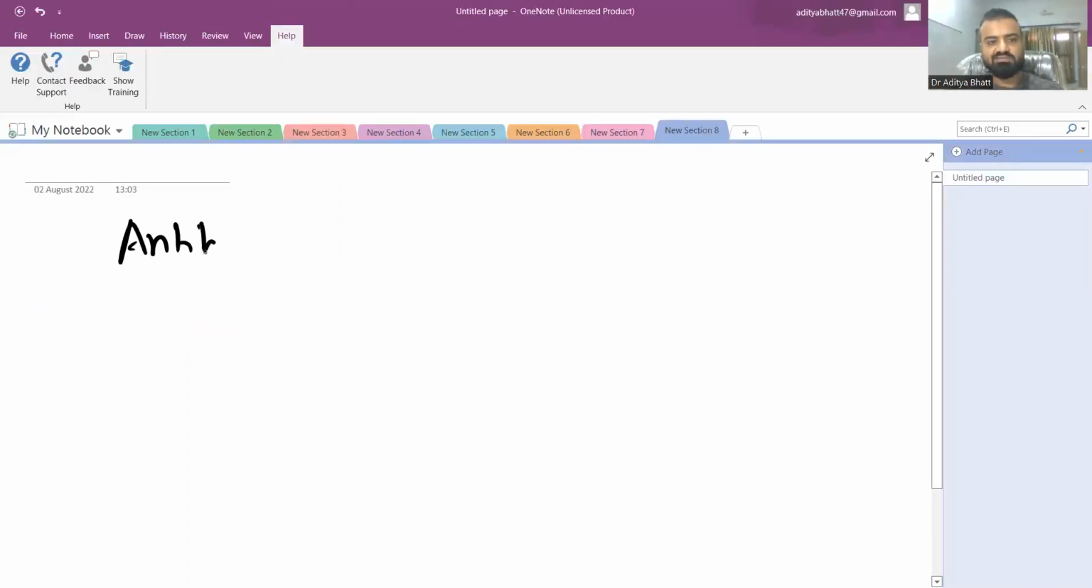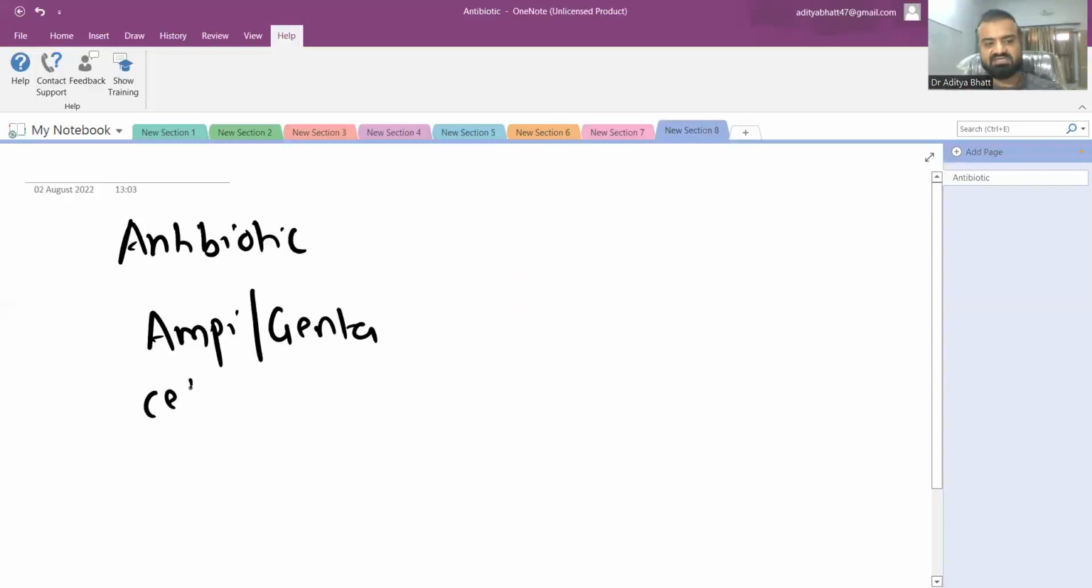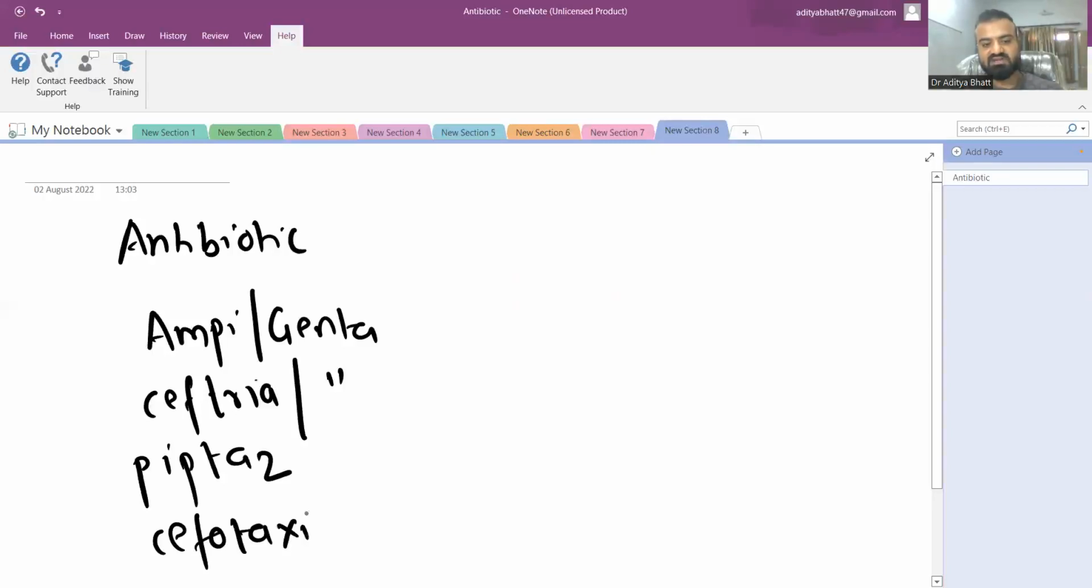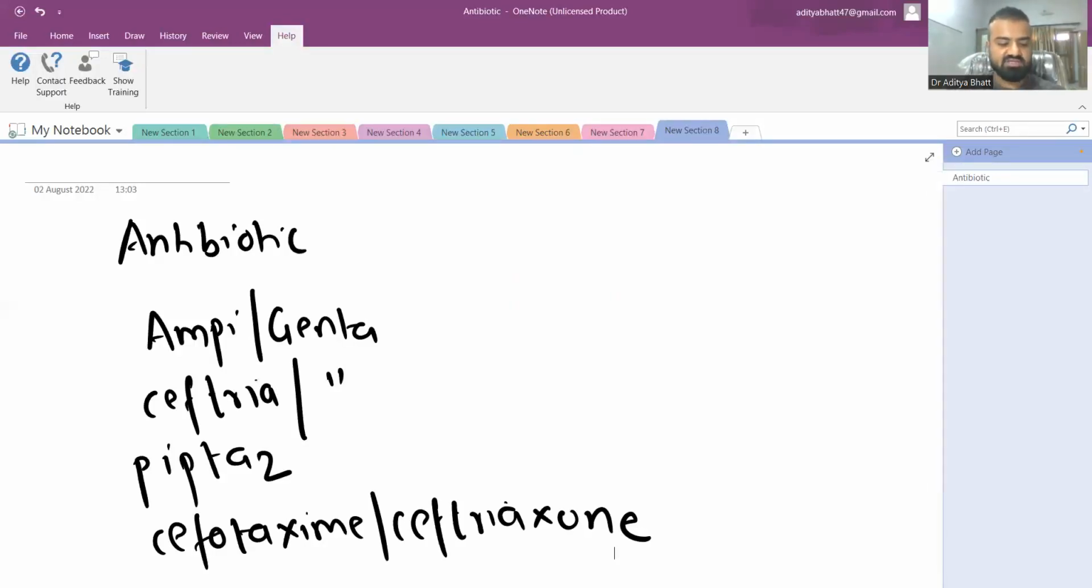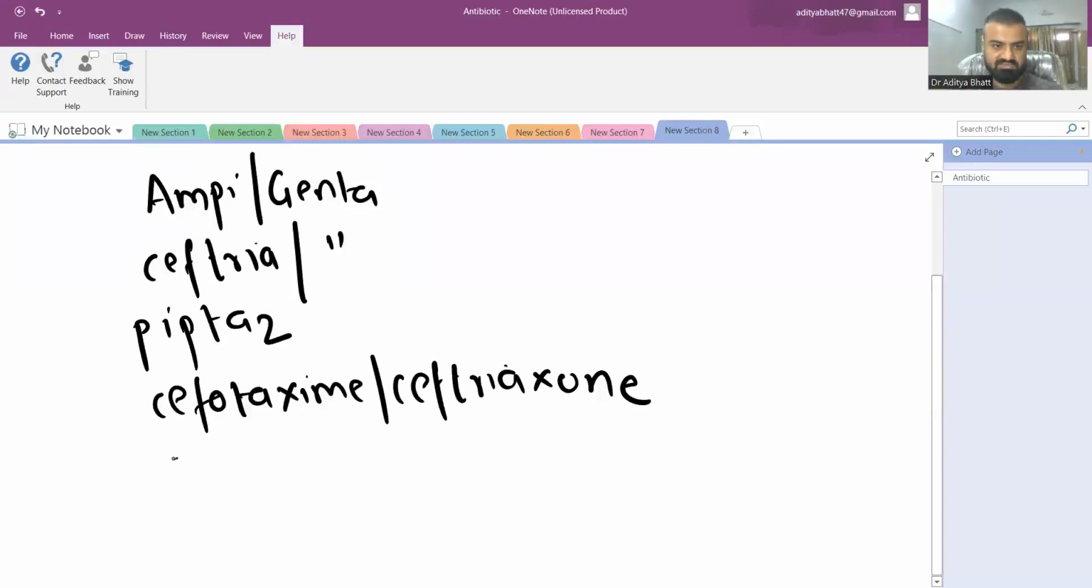Antibiotics. So the choice of antibiotics is MP-Genta, ampicillin gentamicin, or you can give ceftriaxone Genta, or you can give Piptaz alone. If you are suspecting meningitis, give cefotaxime or ceftriaxone, depending upon the sensitivity, the availability and the age of the child. And if there is dysentery, give ciprofloxacin. So that is what you have to give.